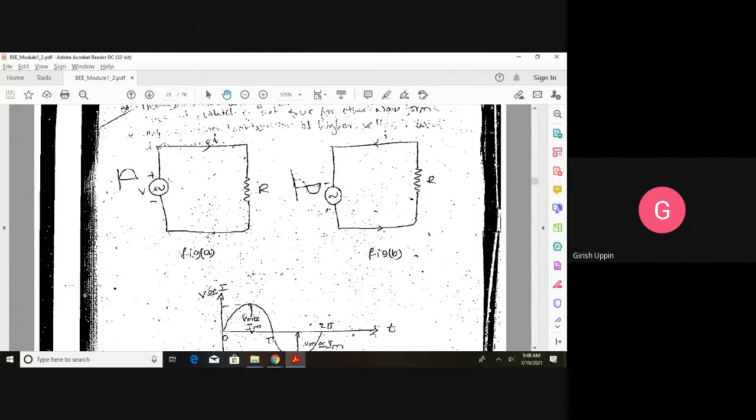Here is the example. A resistor is connected to an alternating voltage source. When this voltage is applied, it will result in an alternating current. So when the voltage is zero, the current is also zero. As the voltage keeps on increasing, the current will also increase. And during the positive half cycle, the current direction would be like this. It will start from this point, go through like this, and come back.